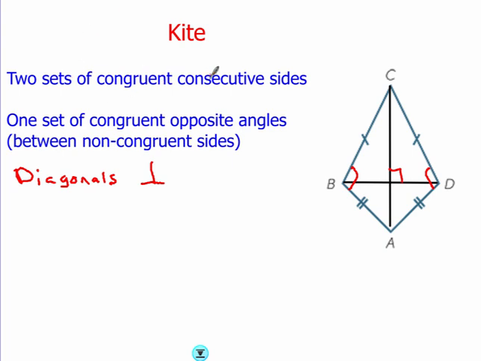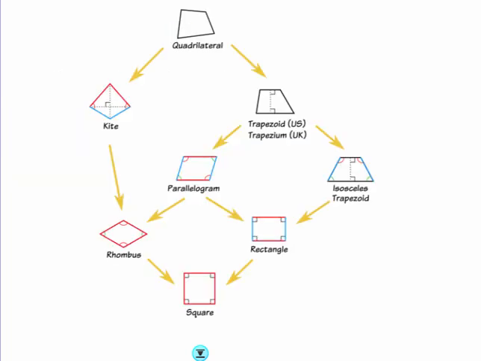In fact, sometimes a kite can be a rhombus or a square. A rhombus is actually a special type of kite. A rhombus is what happens when you take a kite and you cross it with a parallelogram. And that kind of brings us to our final thing, and it's this drawing. It's kind of a flow chart.